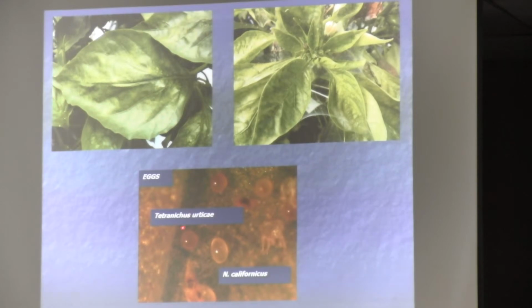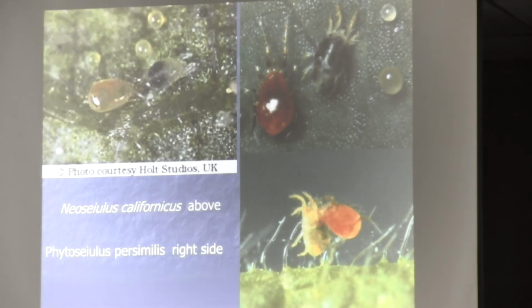And so here, Tetranychus urticae is the scientific name for two-spotted spider mite. Here's an egg for it, a little bit darker, amber colored, and more round. Where you've got Neoseiulus californicus, the predatory mite I just showed you, that's an egg. It's a little bit more clear, a little bit more elongated as opposed to round. But you're going to need hand lenses to see stuff like that. But you can get some fairly inexpensively.